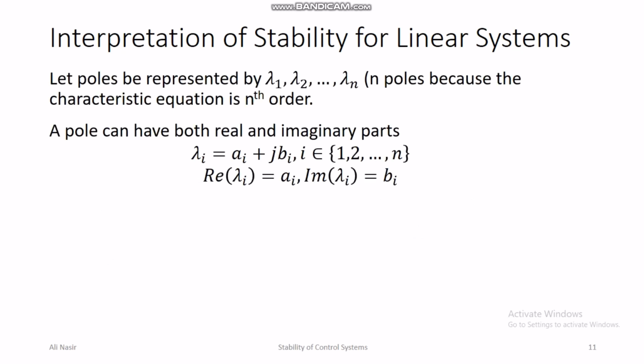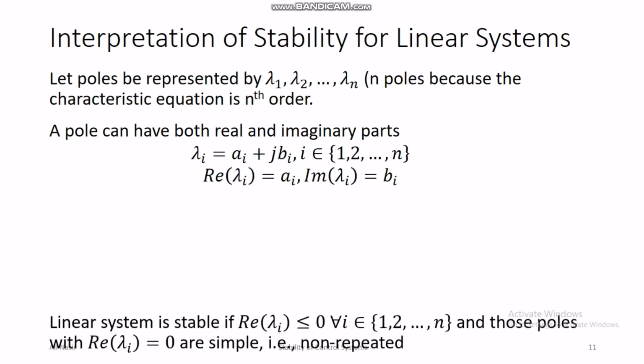So next, we have the interpretation of stability for linear systems. So far we have looked at asymptotic stability. Now we look at just normal stability.